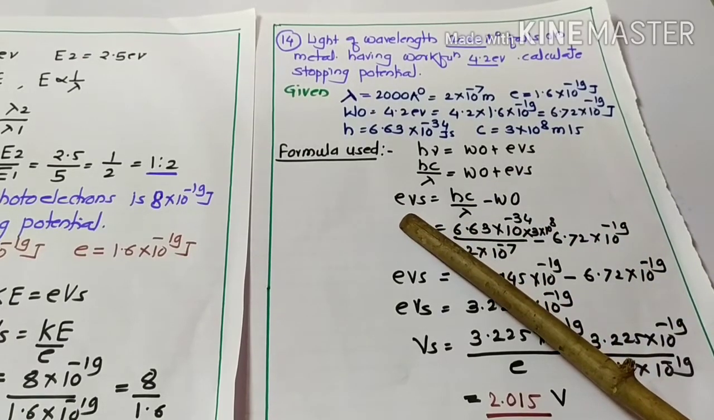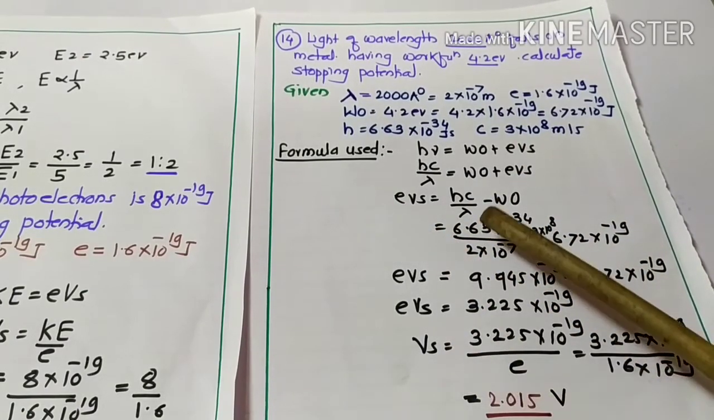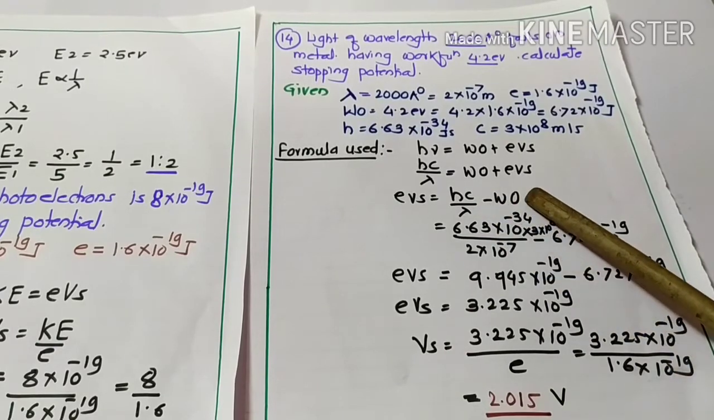First let us calculate eVs, and then we will calculate VS again. It is hc by lambda minus W0.